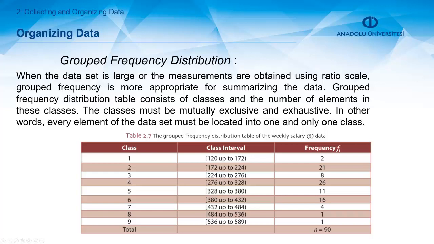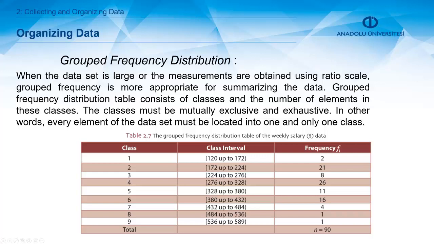What we do in grouped frequency distributions, we create groups like this. So this is a closed end and this is an open end. It means that the observation values, which are weekly salaries, from $120 up to 171.9999 are going to be in the first category, and whenever you reach a $172 weekly salary, you will be in the second category. So you will look at your data and you will create this grouped frequency distribution.